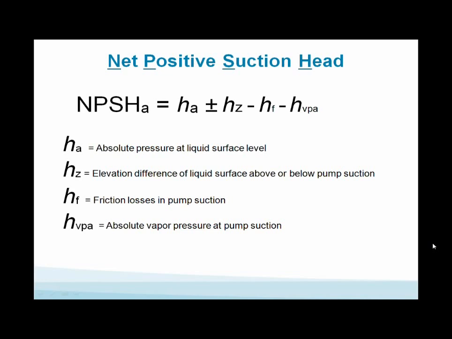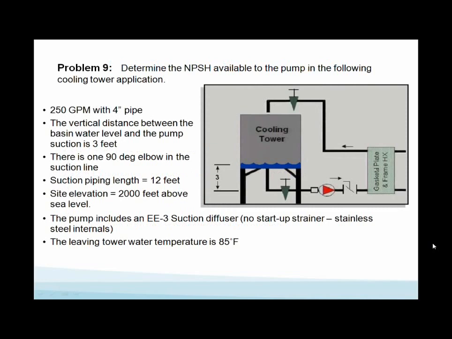Now, we've got a way to calculate it on the system sizer that makes it a lot easier than having to run through this formula. So let's go back to our cooling tower. Remember a cooling tower? Let's just take a quick look at it. Same example we just had. Let's calculate what the available NPSH-A is on this tower. Let's take a crack at it and see if we can do this real quick.